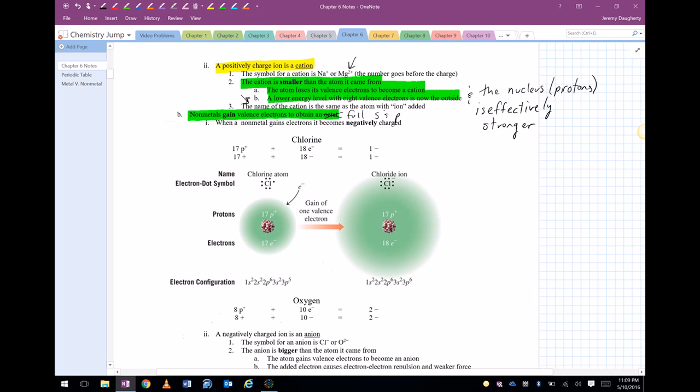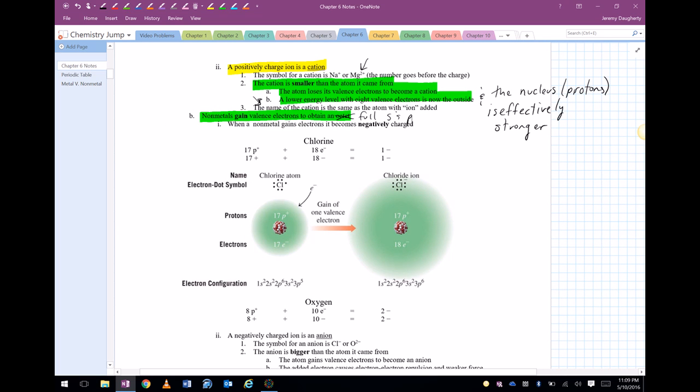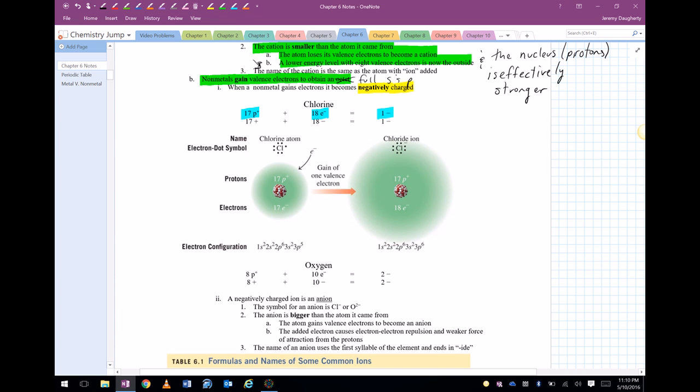So now these nonmetals are gaining electrons, so now they are negatively charged, right? We're gaining something that's negative, so we're negatively charged. So here's an example. We've got chlorine with 17 protons, 18 electrons, so that's an extra negative, so we're a 1 negative charge. Take a look what happens to the size of the ion. Take a second and see if you can explain why the ion is bigger. So let's write this down here. The anion, which is what the negative ion is called, is greater than the atom it came from as far as size.